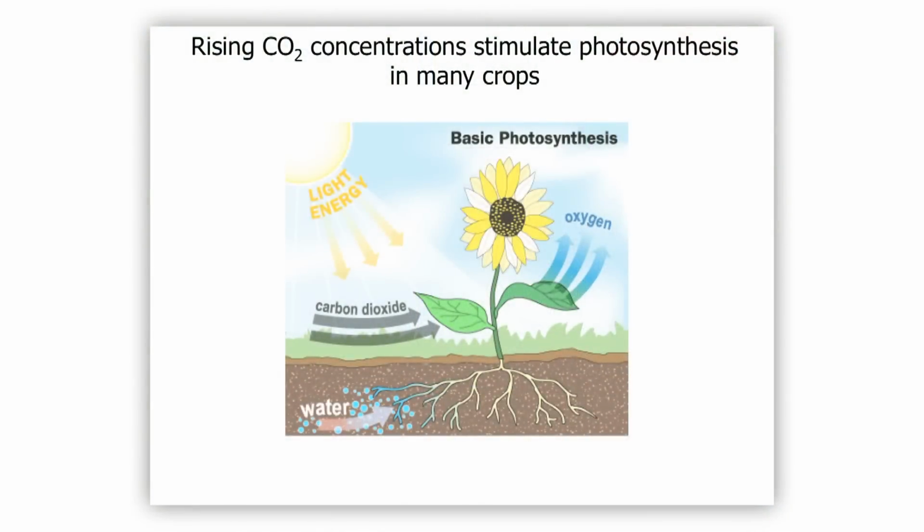And that's just because CO2 is taken up through the small pores in leaves called stomata, and it's fixed in the process of photosynthesis into sugars. And then those sugars are exported out to roots and growing leaves and also to sink tissues like flowers so that plants can produce more. So how do we know that rising CO2 has a beneficial effect on plants?